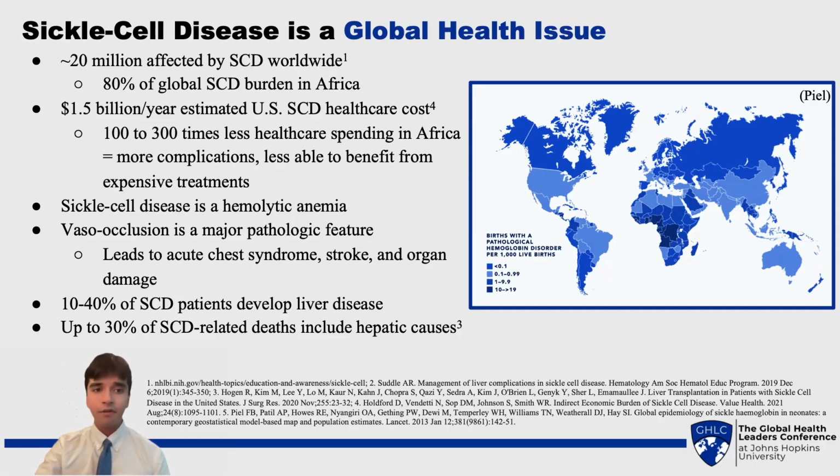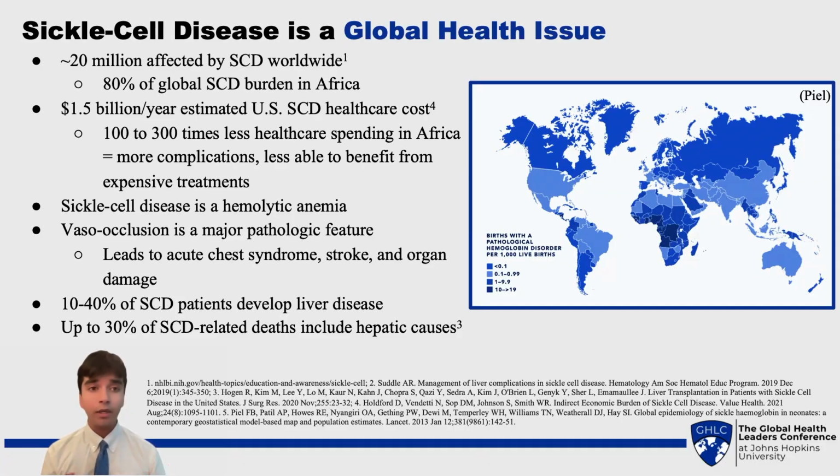So, very briefly to begin, sickle cell disease is a hemolytic anemia, meaning red blood cells are destroyed faster than the body can replenish them. Most commonly, sickle cell disease is associated with the notorious sickling of erythrocytes, which often causes blockages or occlusions leading to acute chest syndrome, strokes, and organ damages.